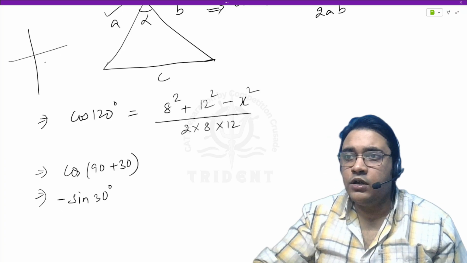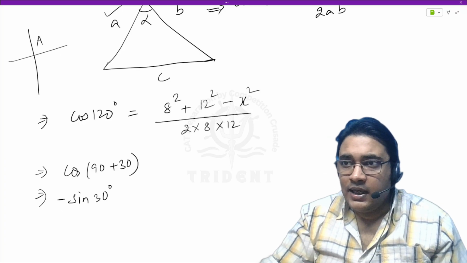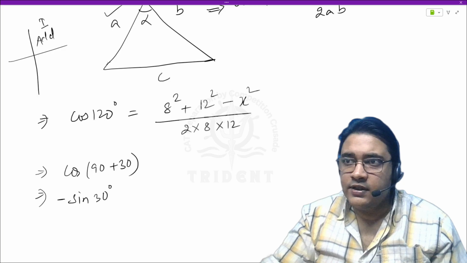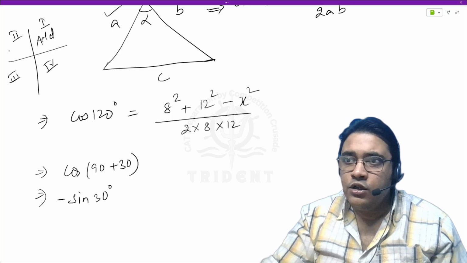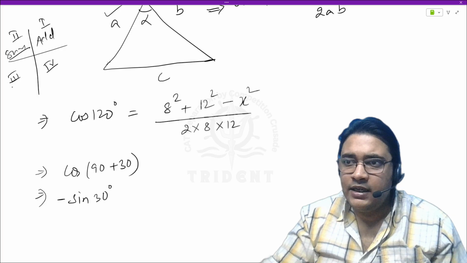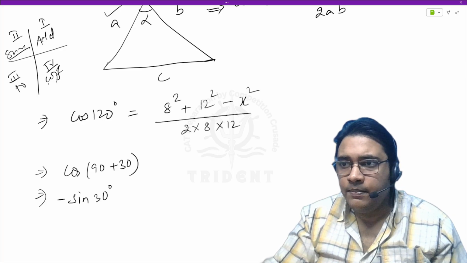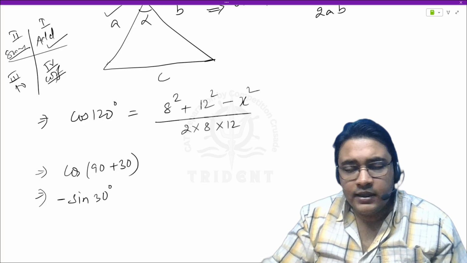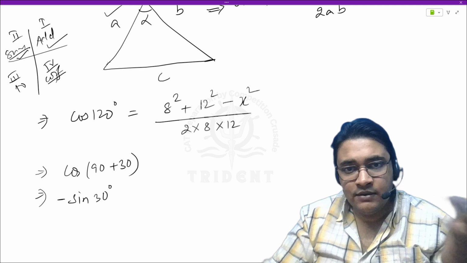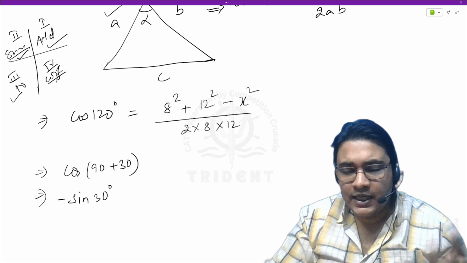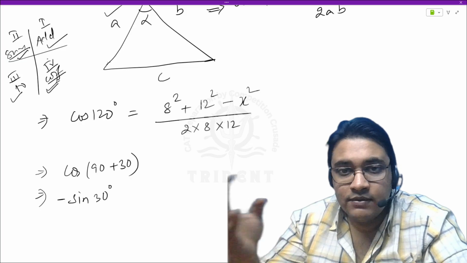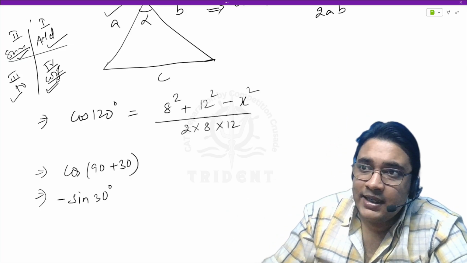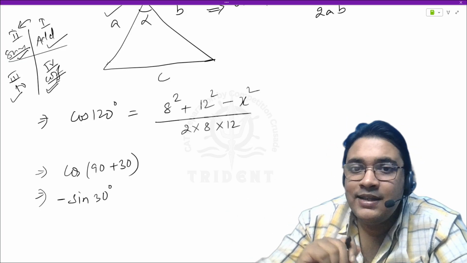How? I have taught you this in my classes: this is the first quadrant, second quadrant, third quadrant, and this is the fourth quadrant. So we use this mnemonic: add sugar to coffee. All trigonometric ratios, sine and inverse of sine, tan and inverse of tan, and cos and inverse of cos. Cos's inverse is sec. So in the second quadrant, only sine is positive.